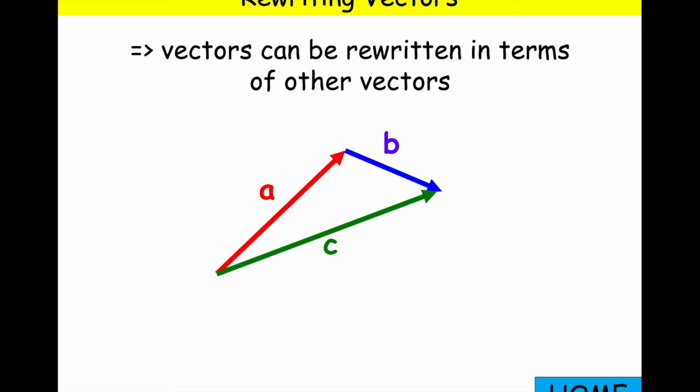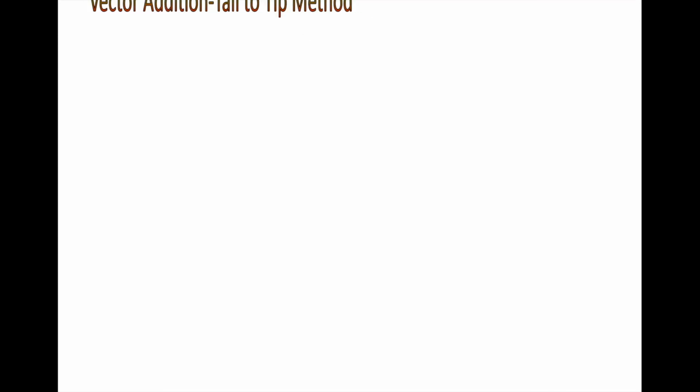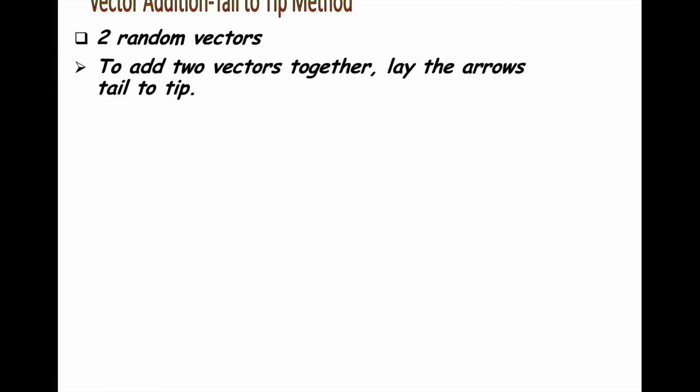So just to recap, this relates well to the resultant concept. Vectors can be rewritten in terms of other vectors. Here, vector C is equal to vector A plus vector B. Okay, so vectors can be rewritten in terms of other vectors. And that brings us to vector addition.